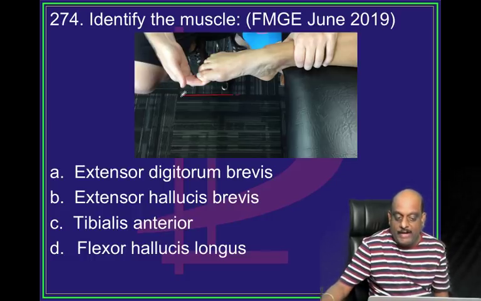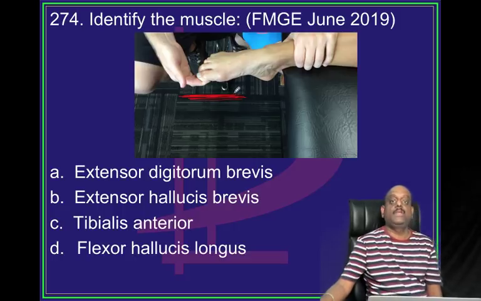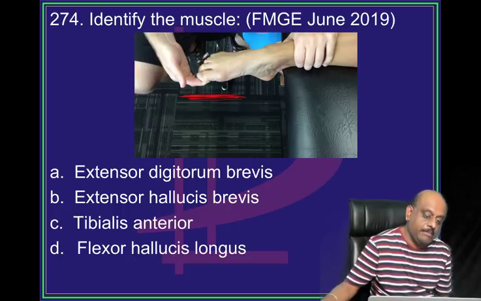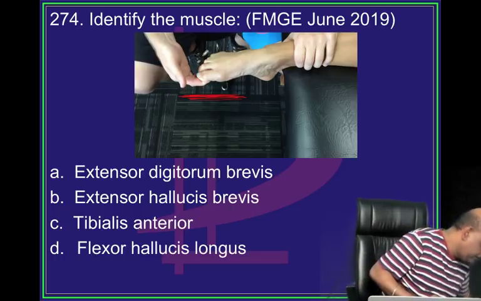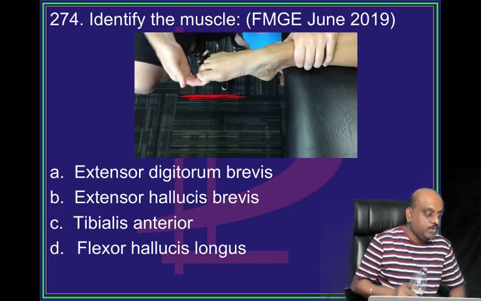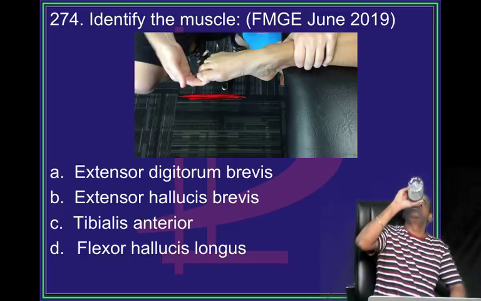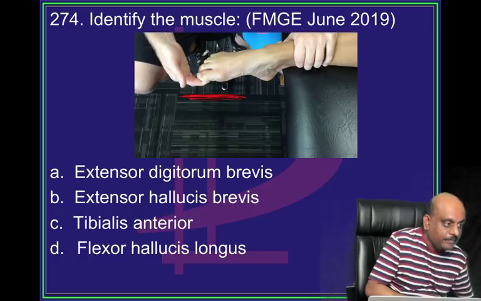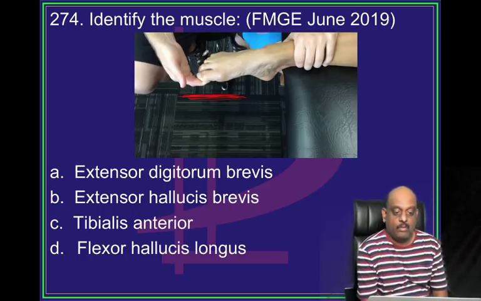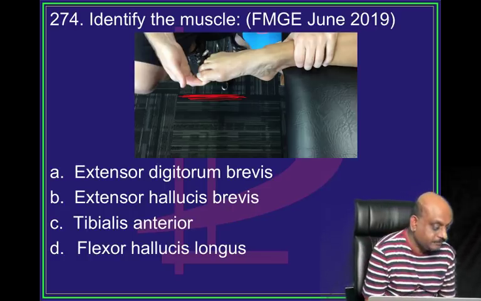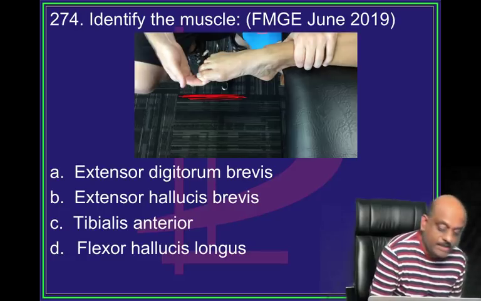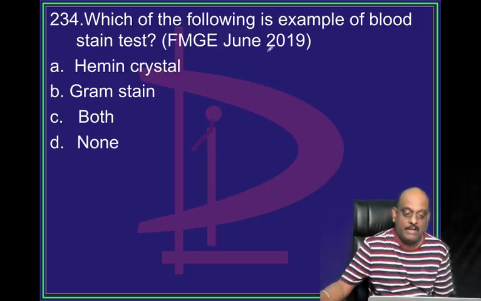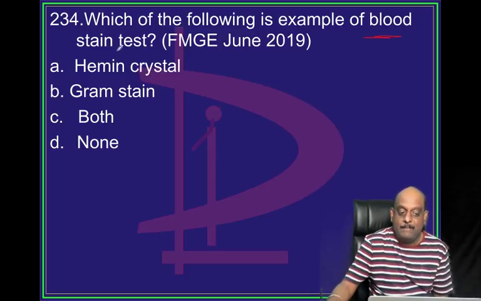Now you identify this muscle which is being tested, doctor. Come on, who is giving me the correct answer? Question number 274. Identify this muscle. Vinish is proposing flexor hallucis longus. Absolutely right.